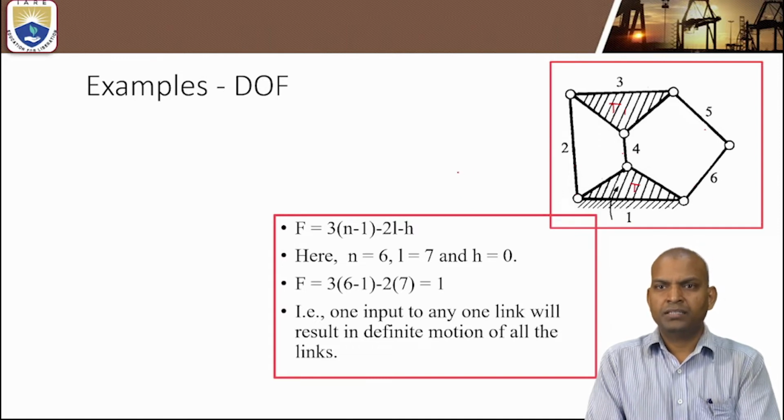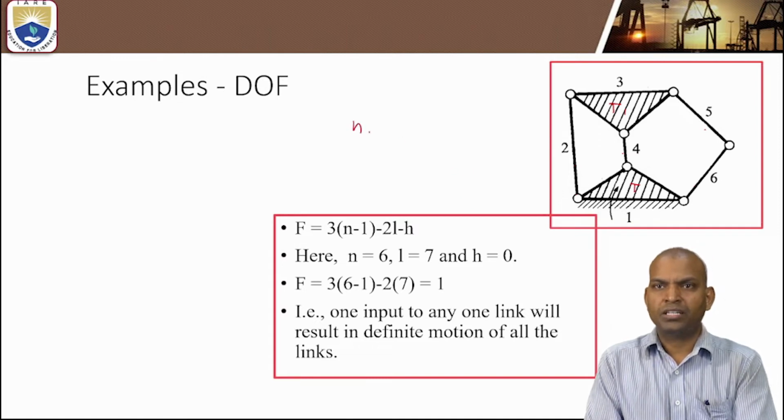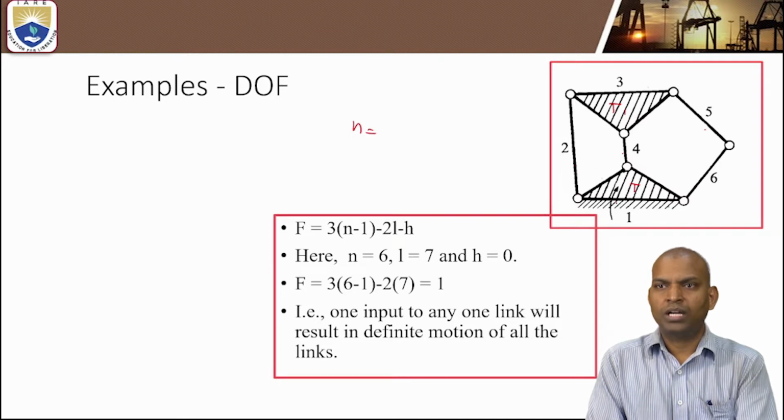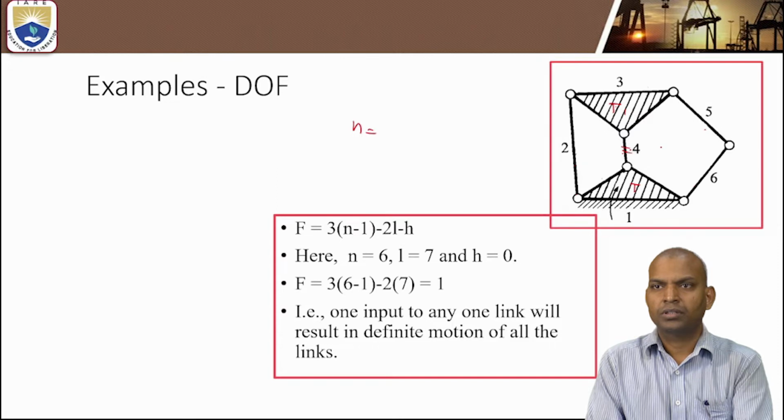So let us begin. What is the number of links? How many links are there? There are 1, 2, 3, 4, 5 and 6. N equal to 6. And the number of lower pairs.